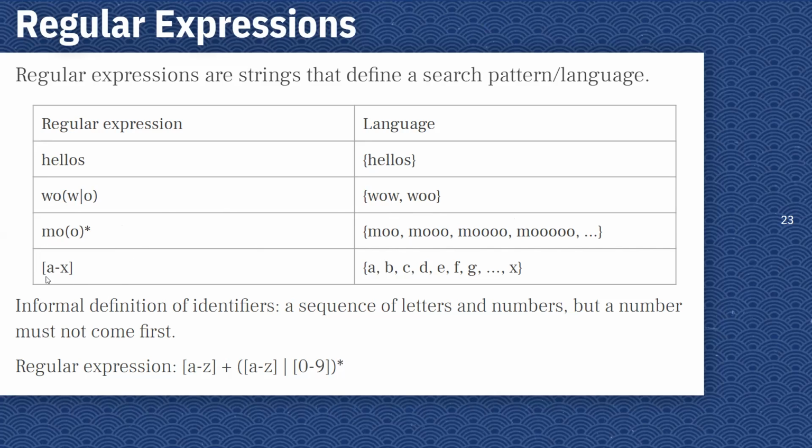And finally, this syntax just means that we can choose any character within this range, and it's still going to match. And this generates the language A through X. And if we change this X to Z, it would generate the language A through Z. And side note, regular expressions are actually used really often in software development to match strings of all kinds. It's not limited to just matching tokens.